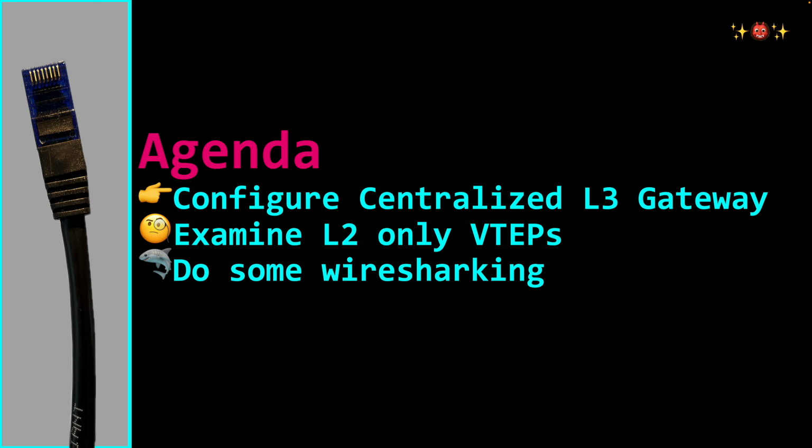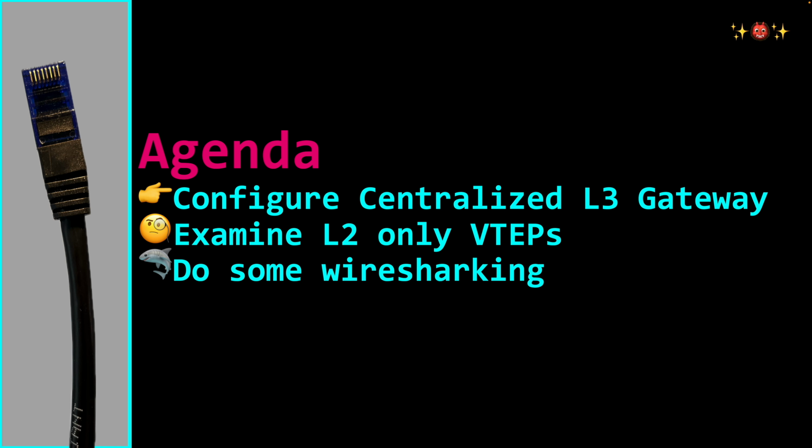So the agenda today is that we are going to look at the configuration of a centralized layer 3 gateway, because this type of design does come up quite a bit. We're going to examine the CLI, show commands and all those good things of what you would see on your layer 2 only VTEPs in this type of design, and we're going to do some Wiresharking.